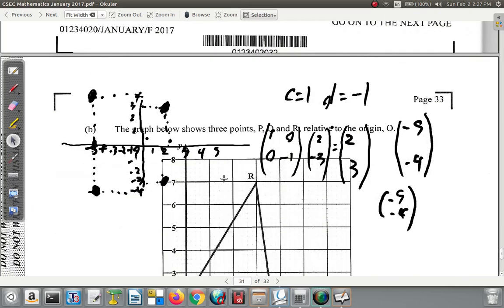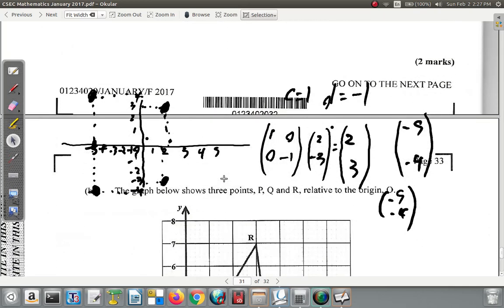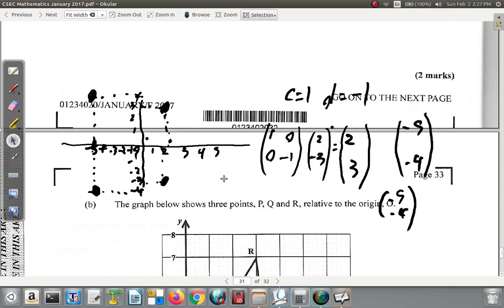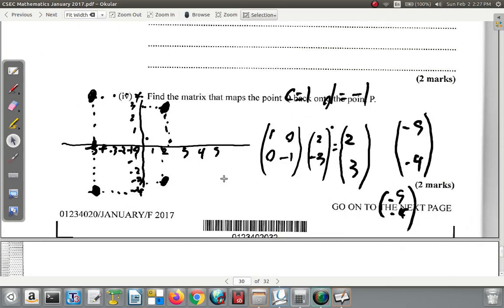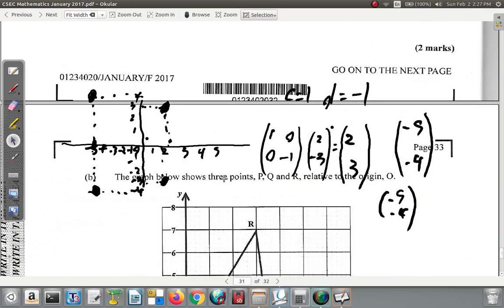Let's see what else. Okay, this is part B. The next thing is part B. Alright, so we're going to leave part B until our next time.